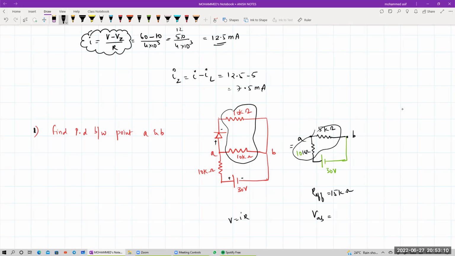So potential across A and B will be equal to I into R. I need to calculate total current I. I is equal to V by R effective. V is how much for me? 30. R effective is 15 into 10 to the power of 3. So this will be 2 into 10 to the power of minus 3. So current is 2 into 10 to the power of minus 3, into resistance, which is 15 into 10 to the power of 3.